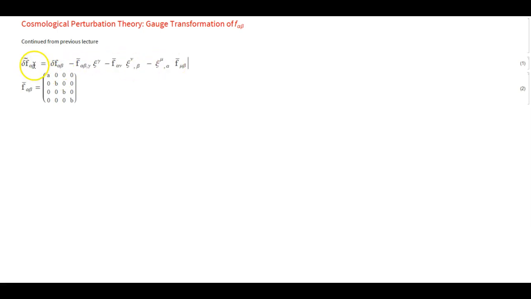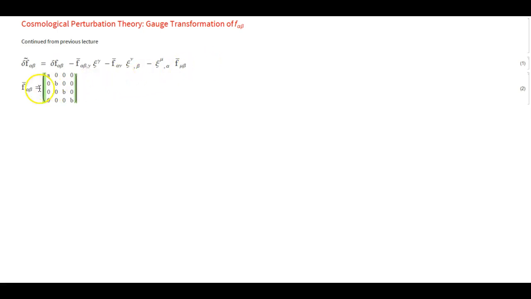We have delta f alpha beta in gauge 2 and delta f alpha beta in gauge 1. So we are dropping hats. When we introduced gauge 1 and gauge 2, we kept caret on gauge 1, tilde on gauge 2, and from now onwards we'll drop carets because we are already differentiating the background gauge with the bar on top. So background gauge will have bar on top, gauge 2 will have tilde, and gauge 1 we'll call without caret sign. So we have delta f alpha beta in gauge 2 equal to delta f alpha beta in gauge 1, and then all these terms which we looked at in the previous lecture.